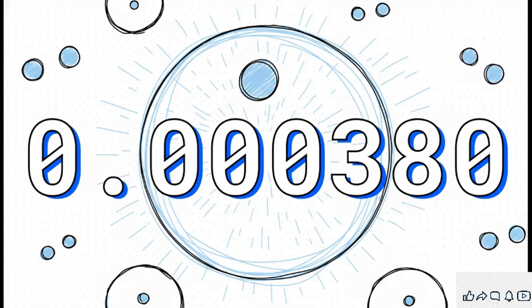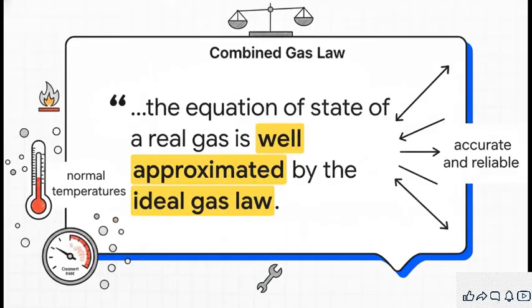For an oxygen molecule, this number right here represents the ratio of the molecule's own volume compared to the average empty space it gets to fly around in. And wow, that is an incredibly tiny number. It means the molecule itself is just a ridiculously small fraction of the space it occupies. And this right here is the key takeaway. It's the punchline. Because that ratio is so incredibly small under most normal conditions, the difference between an ideal gas and a real gas is practically zero. For almost everything you'll ever need to do, the combined gas law is an amazingly accurate and reliable tool.